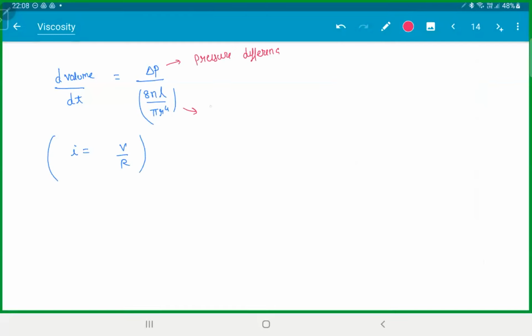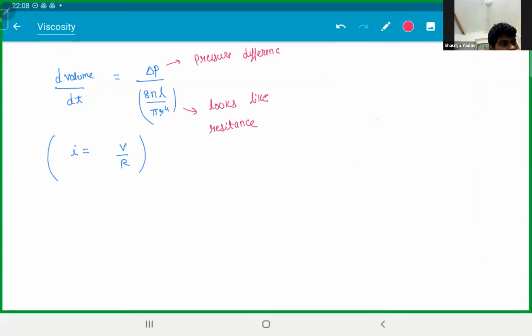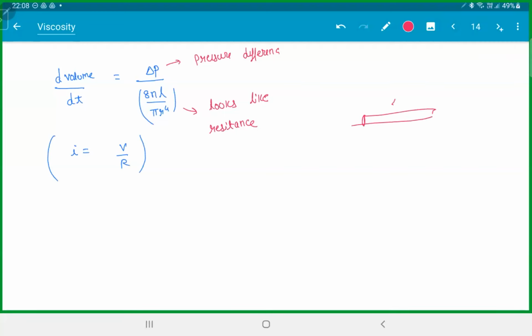This looks like resistance, right? We did this in heat transfer. Anyone remember the thermal resistance formula? Thermal resistance formula, everyone. If you have a rod of length L and conductivity K, what is the thermal resistance?